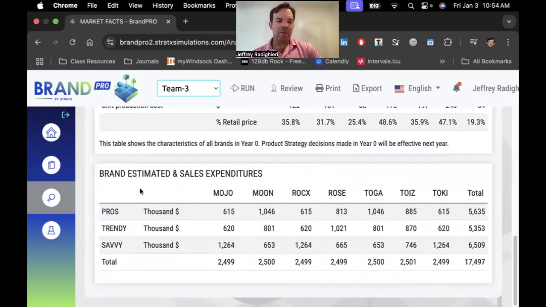And then this table at the bottom here just basically shows you where companies are committing their marketing communication dollars between the three segments, the pros, the trendies, and the savvies. So you definitely want to prioritize those segments that are more likely to buy your product. Okay. And then you can minimize your focus on those that aren't necessarily going to buy your product.